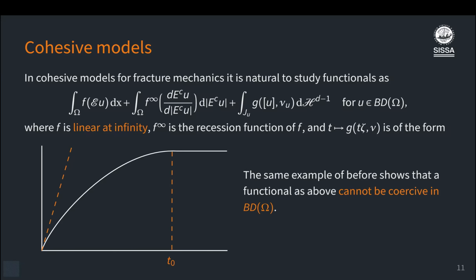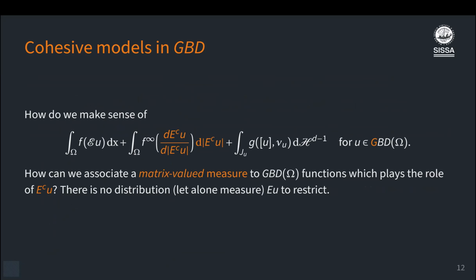Well, the problem is that this is the natural setting for this problem. This is the natural functional to study. But the same example that I showed you before, the tower thing, shows that there is no compactness in BD for these functionals. And so one would want to define them on GBD, but then the problem becomes, what do I make of this measure?